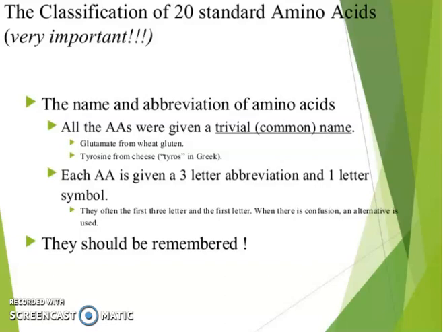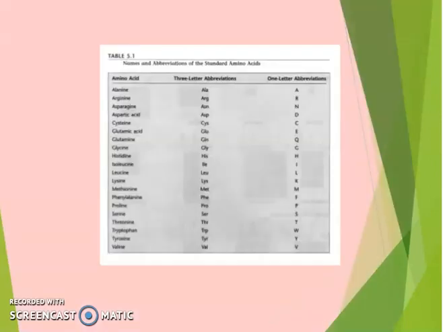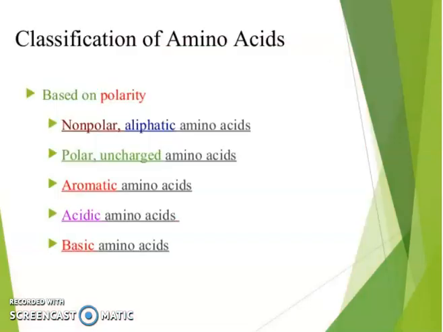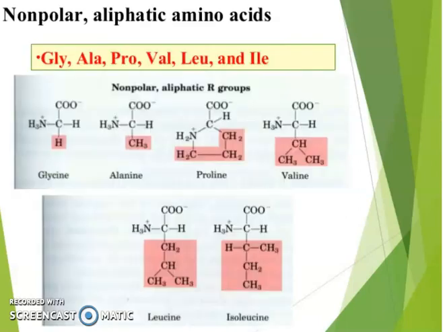Classification of the 20 standard amino acids is very important. The names and abbreviations of amino acids: all the amino acids were given a trivial common name. Each amino acid is given a three-letter abbreviation and a one-letter symbol, so they should be remembered. You can see the three-letter and one-letter abbreviations. Classification of amino acids based on polarity: non-polar aliphatic amino acids, polar uncharged amino acids, aromatic amino acids, acidic amino acids, and basic amino acids.